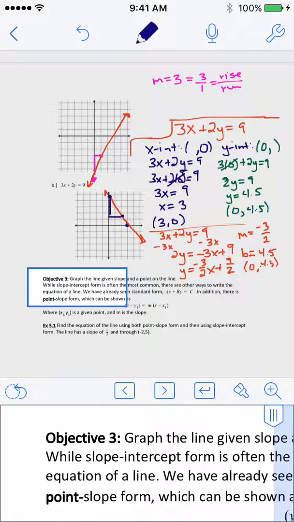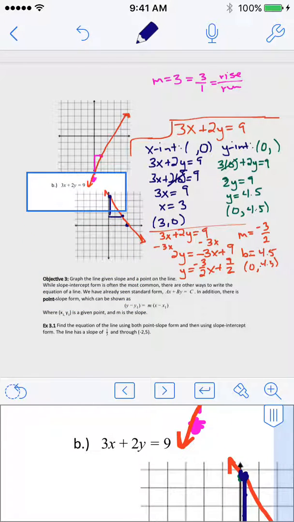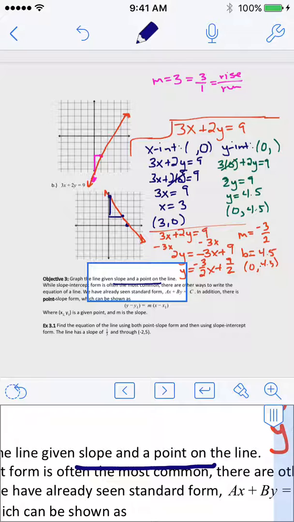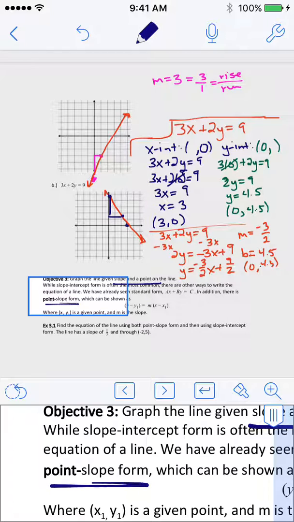Alrighty, objective number 3. Now we're going to be given not just an equation, not a slope, not a y-intercept, but we're going to be given slope and a point on the line. So just slope and some random point floating in the universe. I've seen one version of this before, and it got a little convoluted. It got a little crazy. So we're going to introduce another form now. It's called point-slope form, which actually deals with this specific case.